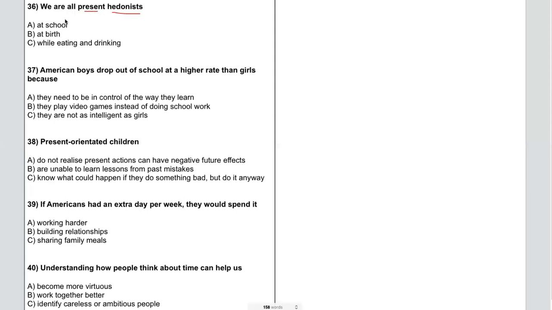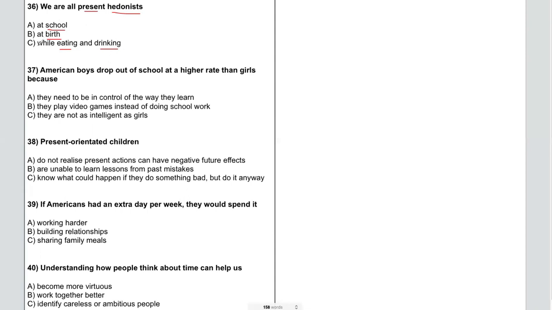We just want to focus on the specific information that is necessary to relay the point of this listening prompt. Let's look at our options. We have at school, at birth, while eating and drinking. Now you notice how I haven't underlined "at." It is not necessary. I see that school is important, birth is important. I haven't underlined "while" because it really isn't the point. I just want to think of the keywords eating and drinking.